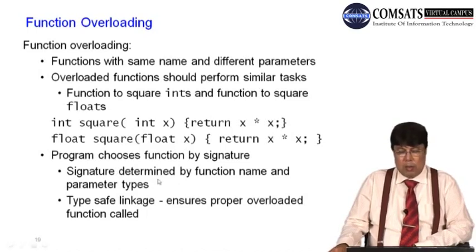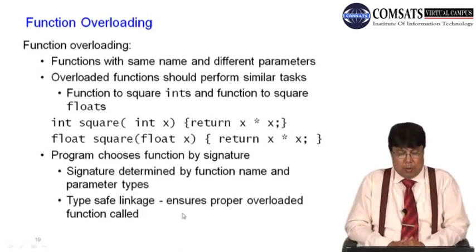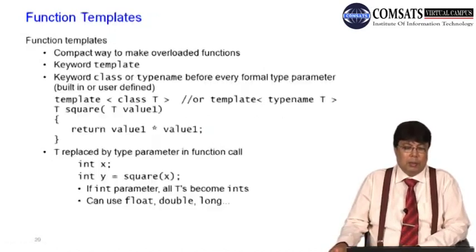So the signature is determined by the function name and parameter types. So type safe linkage ensures proper overloaded function calls. That is also one of the features available in C++, and that is called type safe.